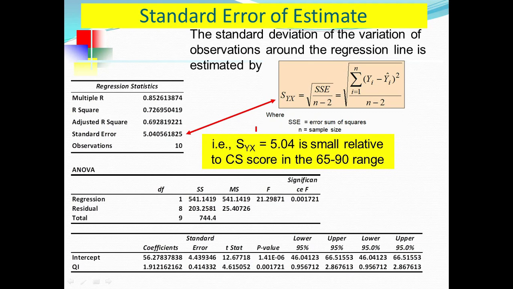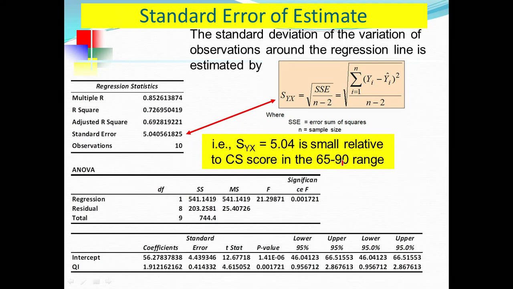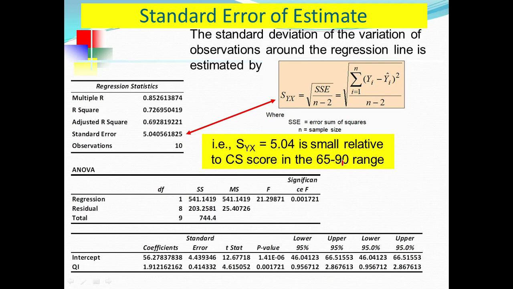Back to our example here, the standard error is 5.04. If we compare to the raw data that we have, the range of the customer satisfaction score is between 65 to 90. So 5 is small relative to this range of customer satisfaction score. So we can say that the standard error is small. It means that our prediction, our regression line, is good.